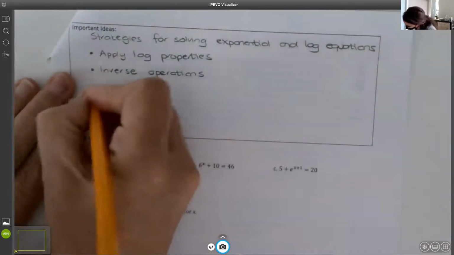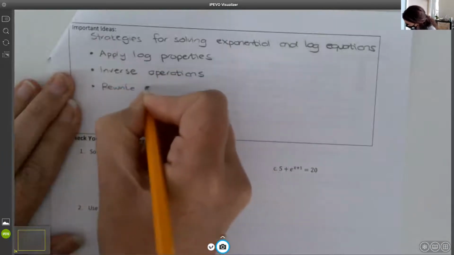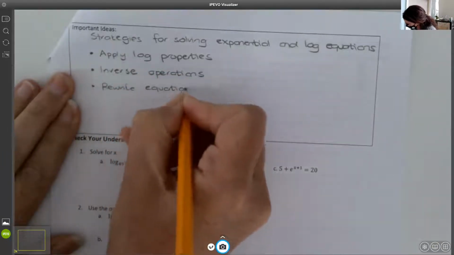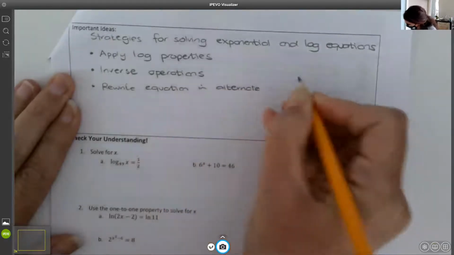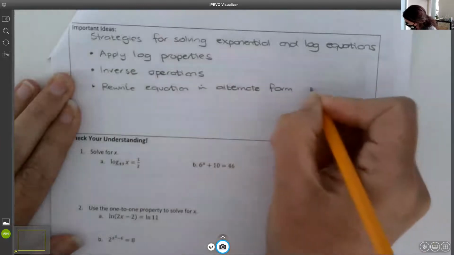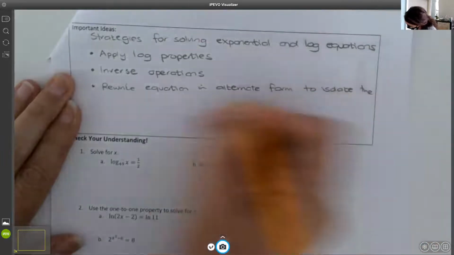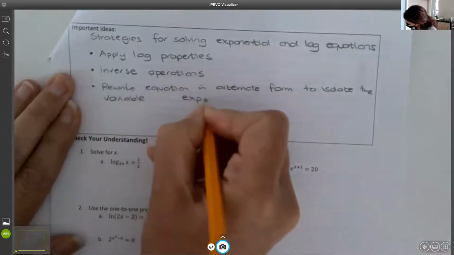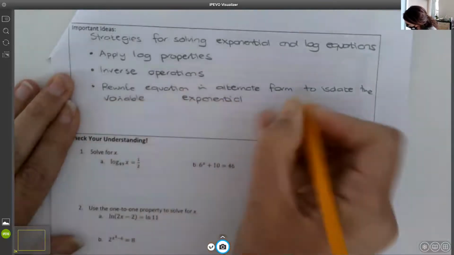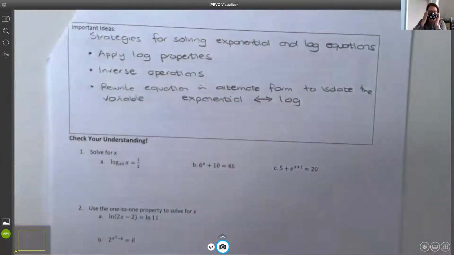Another strategy that you're going to use a lot is to rewrite the equation in an alternate form to isolate the variable. So if it's written as an exponential, you're going to write it as a log. If it's written as a log, you're going to write it as an exponential.